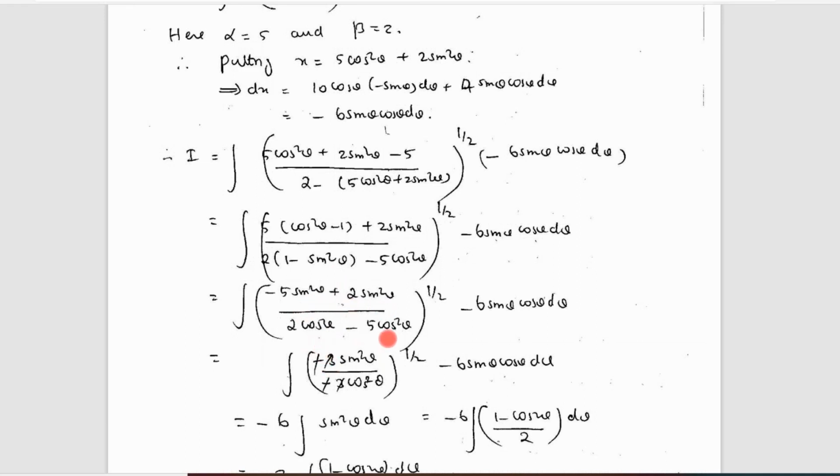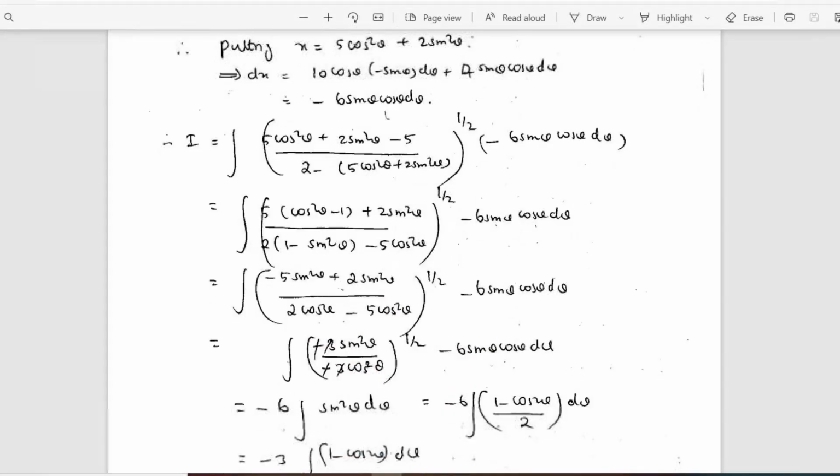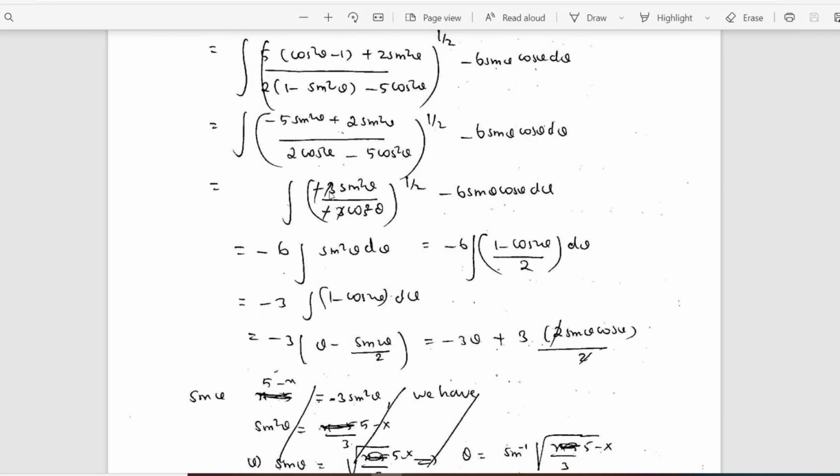Okay, so what is minus 5 sin square theta plus 2 sin square theta? Minus 5 plus 2 is minus 3. Here we have 2 cos square theta minus 5 cos square theta. So 2 minus 5 is minus 3 cos square theta. So if you simplify, you will get root 3 and root 3 will get cancelled. So 6 is the constant now.